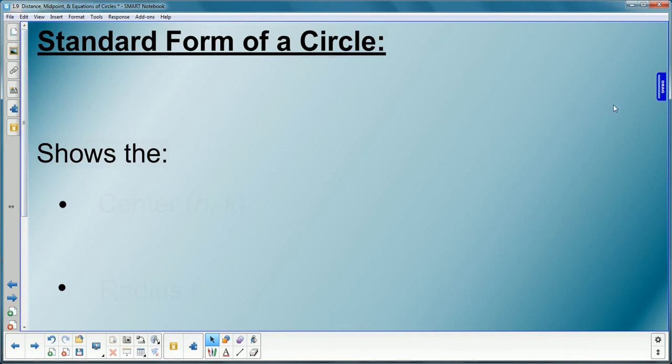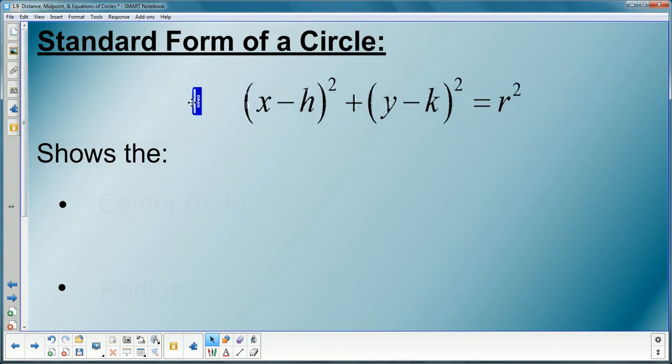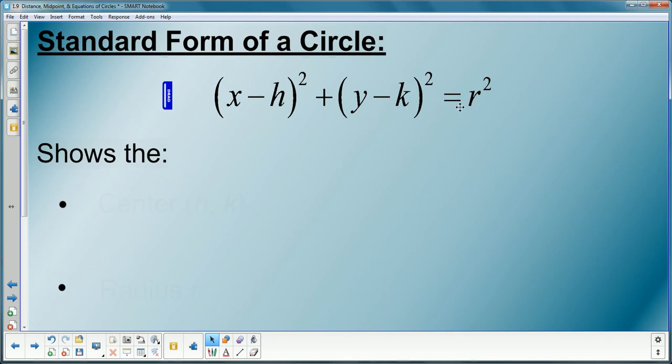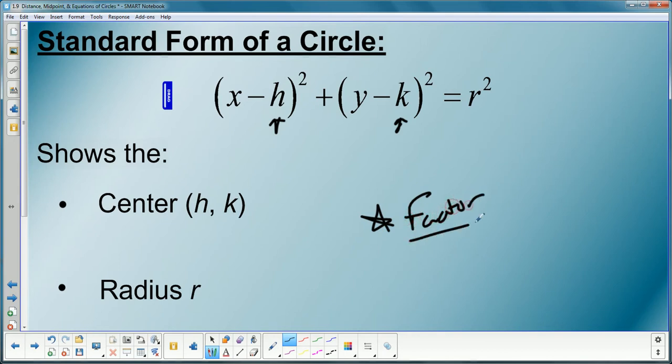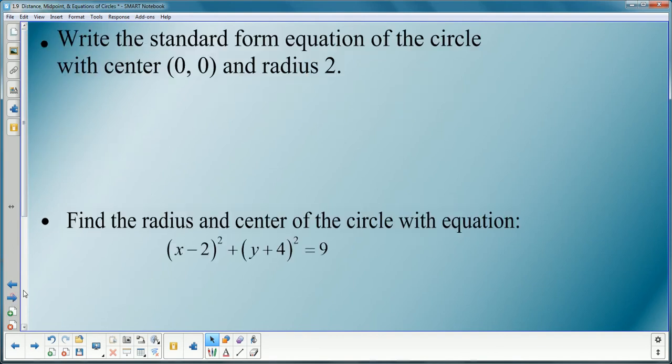Moving on then for standard form of a circle. So we're going to have x minus h squared plus y minus k squared equals r squared, where the h and k values, so these 2 values, are going to be the center, and then the r is going to be your radius. Now there will be times that you may need to factor in order to get it in this form. And sometimes, as we're going to talk when we look at general form, sometimes we'll have to complete the square so that we can get it in a form where we can factor.